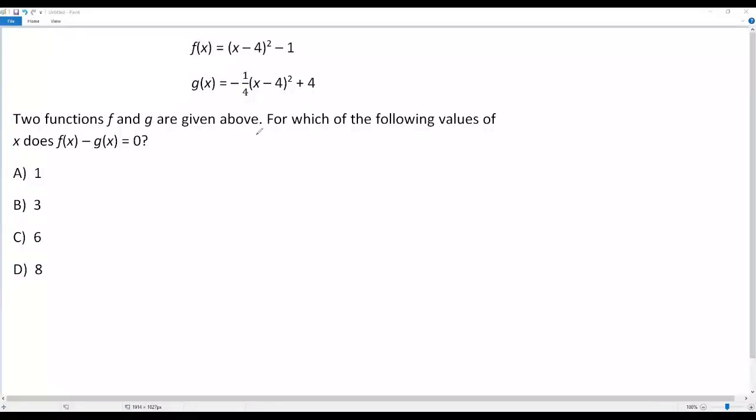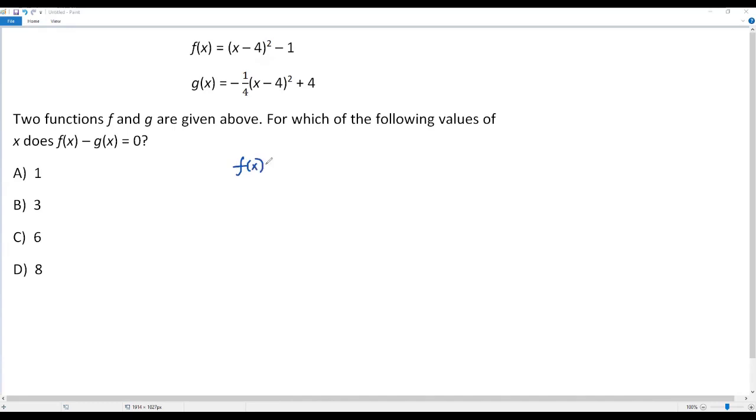Here we have a SAT math problem. Okay, let's go to the question. f(x) = (x − 4)² − 1. g(x) = −1/4 (x − 4)² + 4. Two functions f and g are given above. For which of the following values of x does f(x) − g(x) = 0?